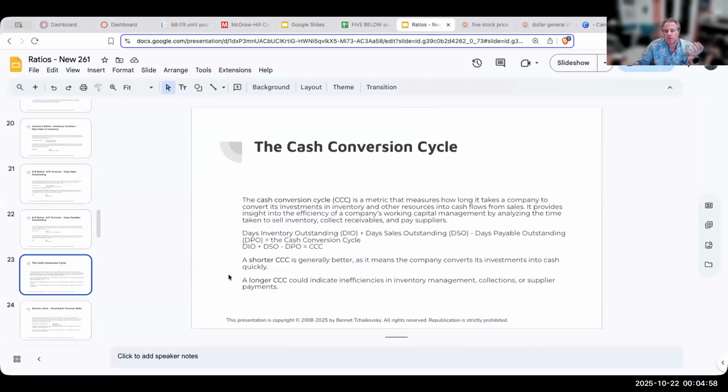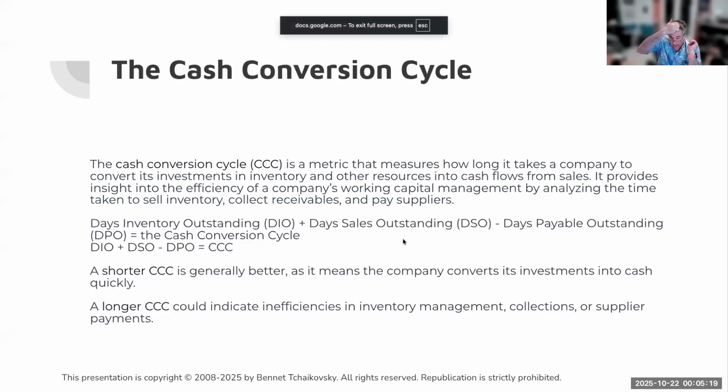Now, the next thing we're going to look at, so we've done inventory turnover, receivables turnover, and then accounts payable turnover. Now, what we're going to look at is something called the cash conversion cycle. This is a metric that tells us how long it takes a company to convert our investments in inventory and other resources into cash flows from sales. It provides insight into the efficiency of how we're doing in terms of the time taken to sell inventory, collect receivables, and pay suppliers.